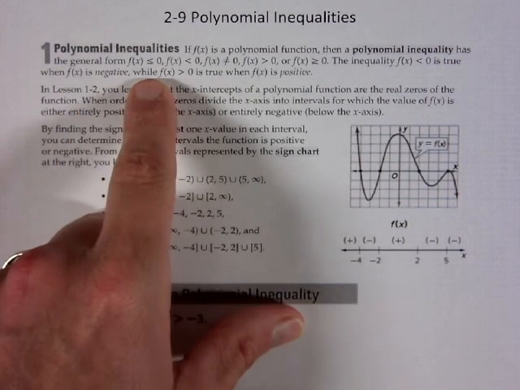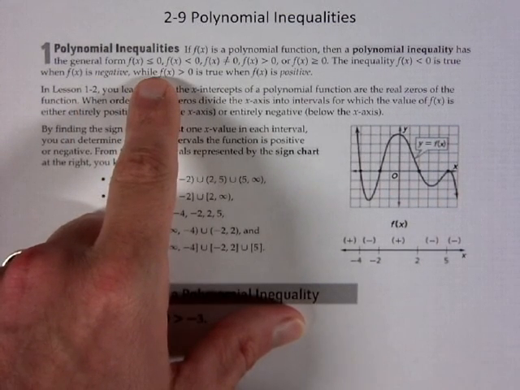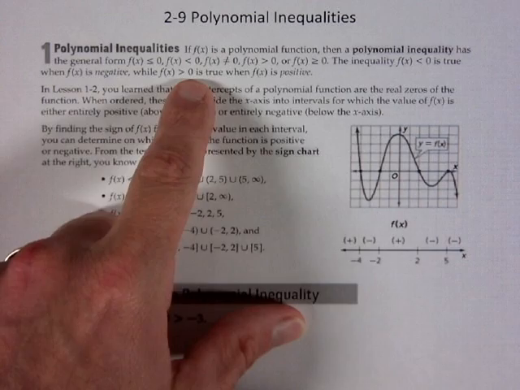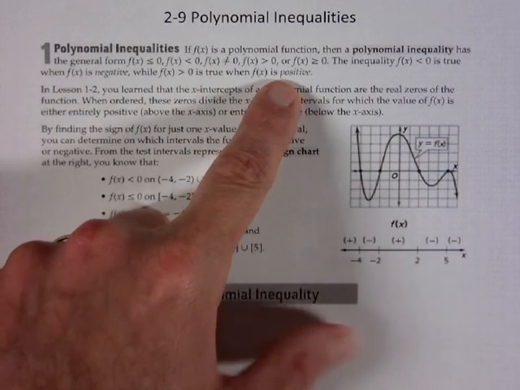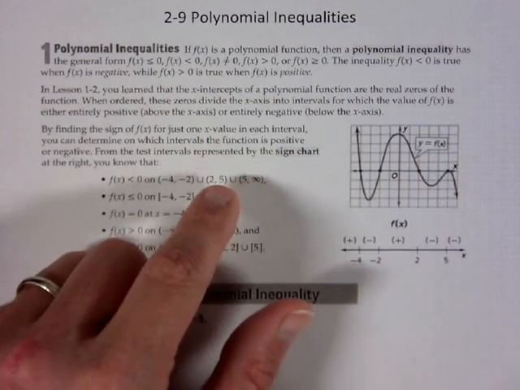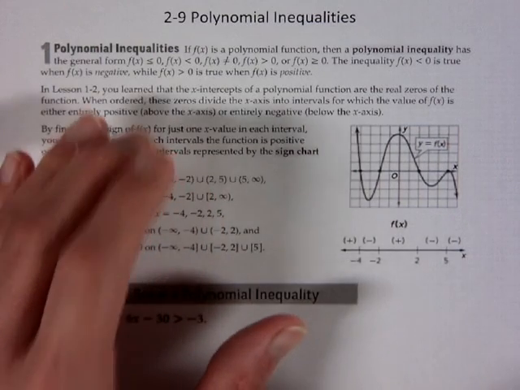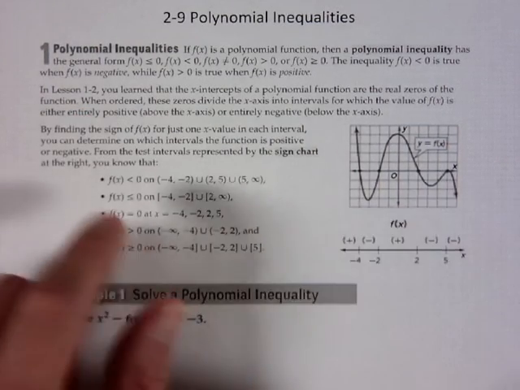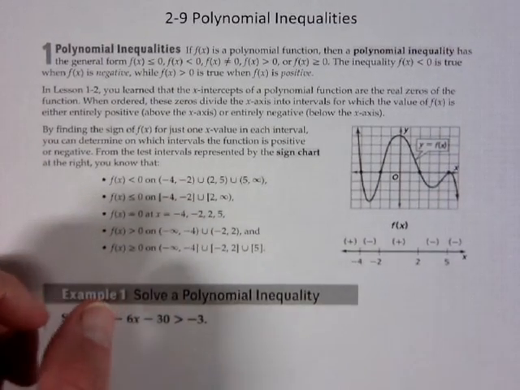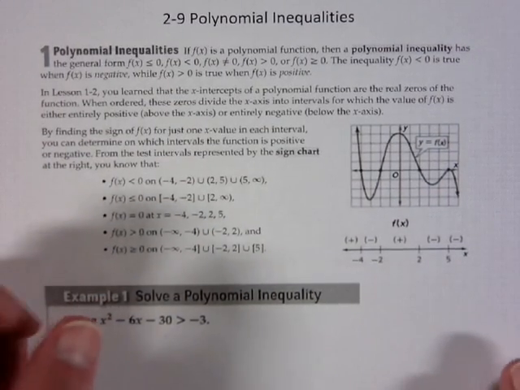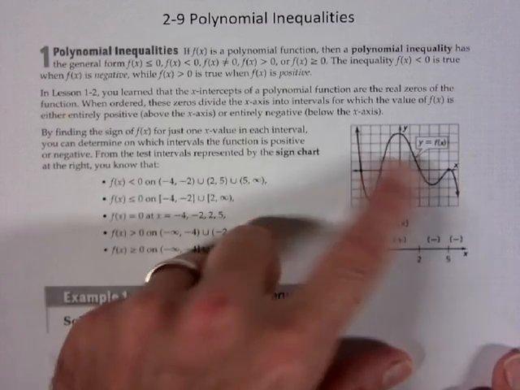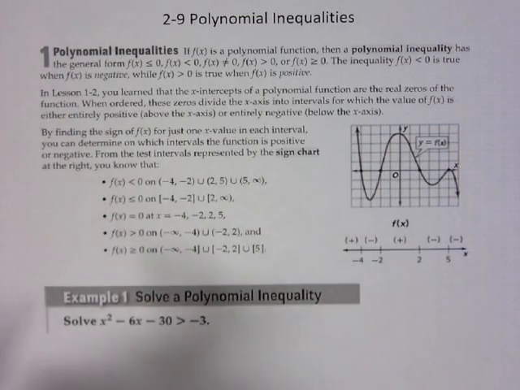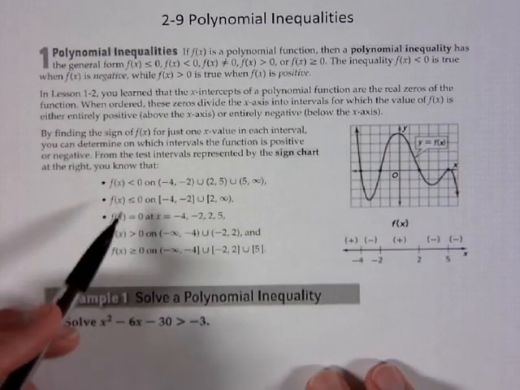And then likewise, the other way around, f of x is greater than 0 is true when f of x is positive. Now, the easiest way that we can analyze that is by looking at the graph, and that's what this shows right here. Now, it can be done algebraically, but the easiest way to do it is to take a look at the graph. Okay, so let's take a look at these bullet points that we have here.